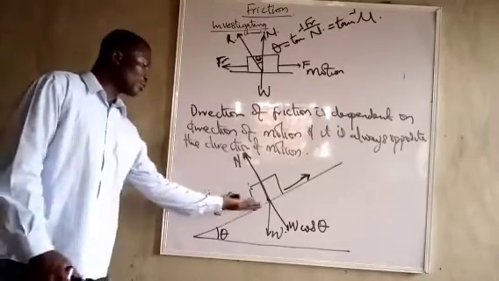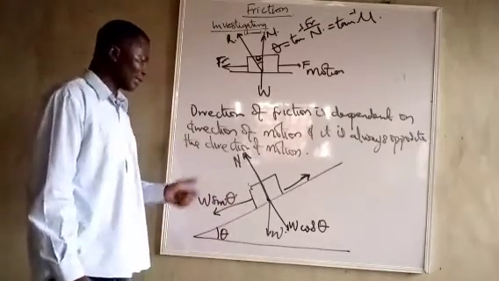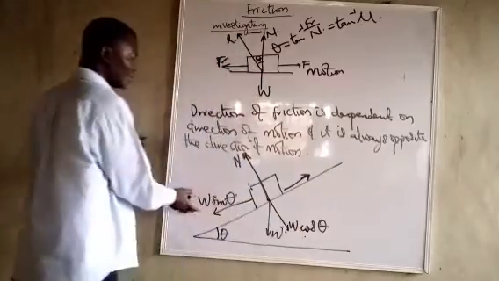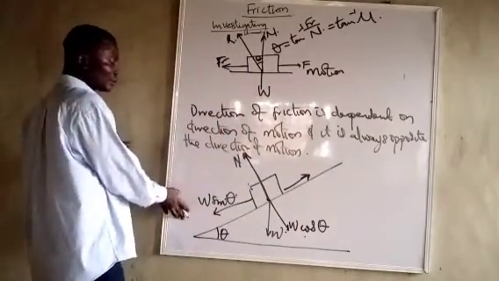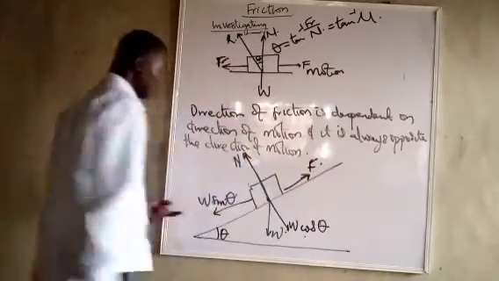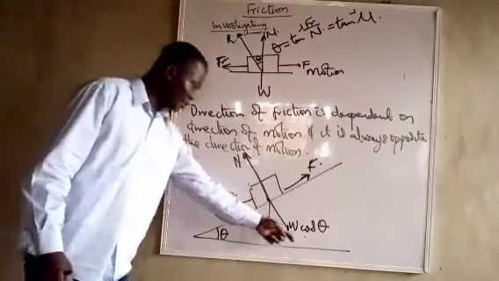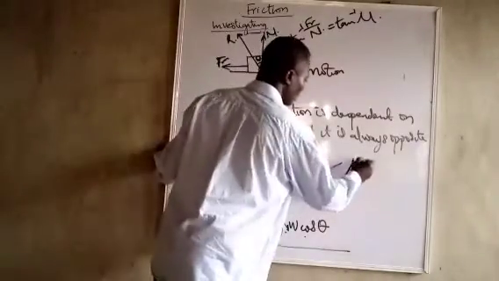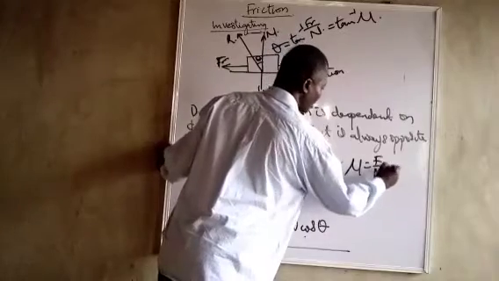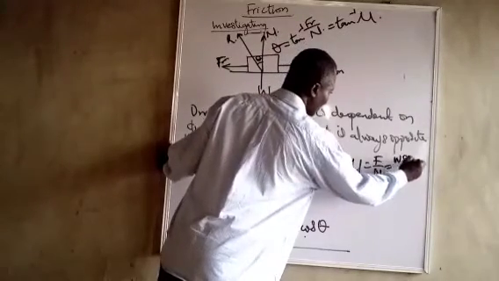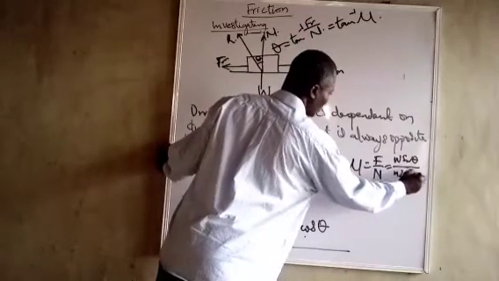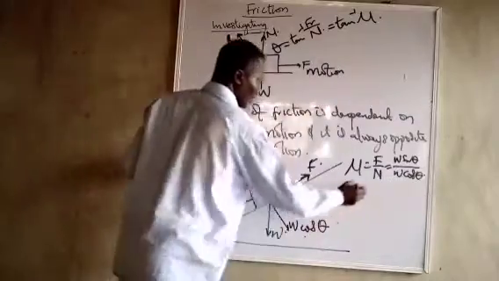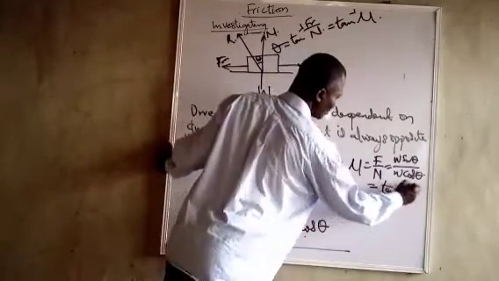Now, if we move it and we realize that motion is about to take place here, you can see that this space is w cos theta, this space is w sin theta. So when motion is about to take place, F will be equal to w sin theta, and N is equal to w cos theta. So mu is equal to F over N, which is w sin theta over w cos theta, and this will be equal to tan theta.